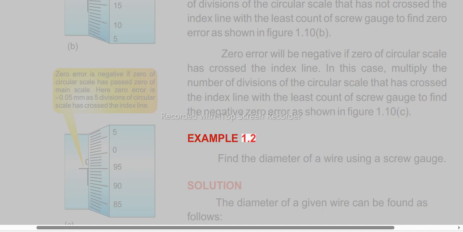Example 1.2. Find the diameter of a wire using a screw gauge. Solution. The diameter of a given wire can be found as follows.